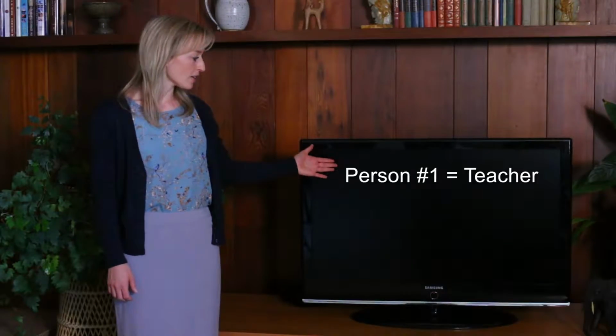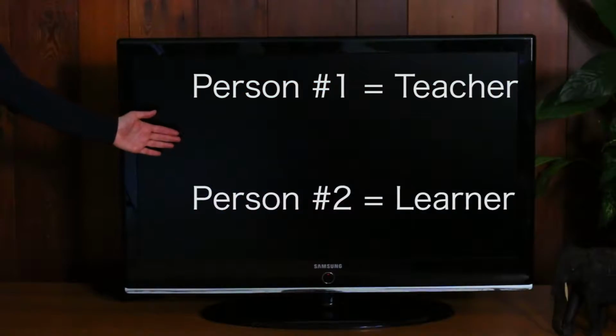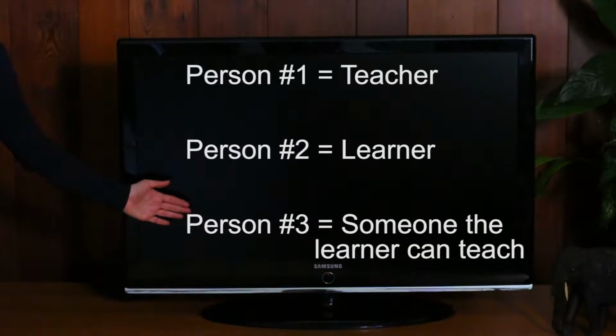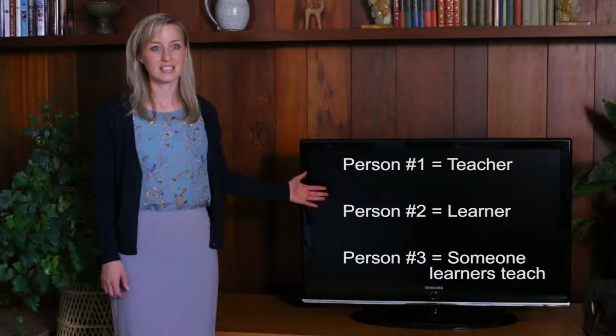For teaching solutions that are simple and effective, many solutions include what we call the third person. Adding the third person to the classroom mix is a way to give students a new and powerful role. The teacher is person number 1. The learner is person number 2. Person number 3 is someone who learners can teach. Then learners can see themselves as learner teachers.